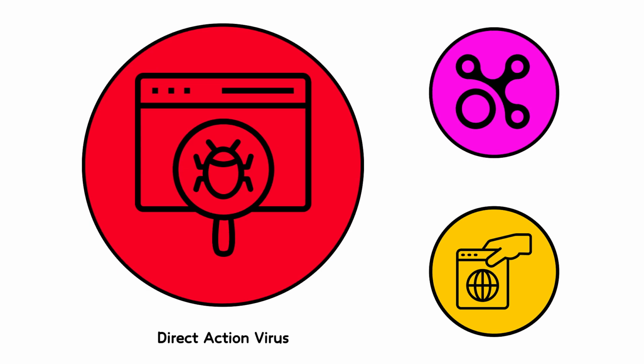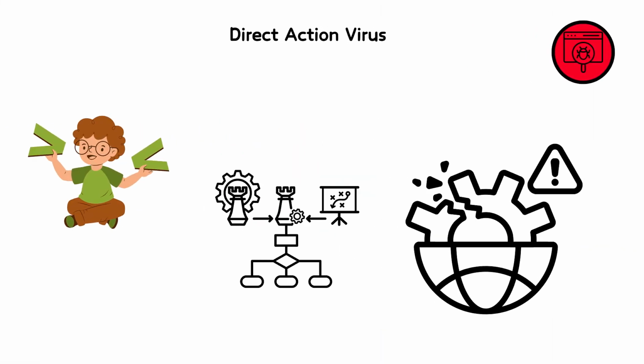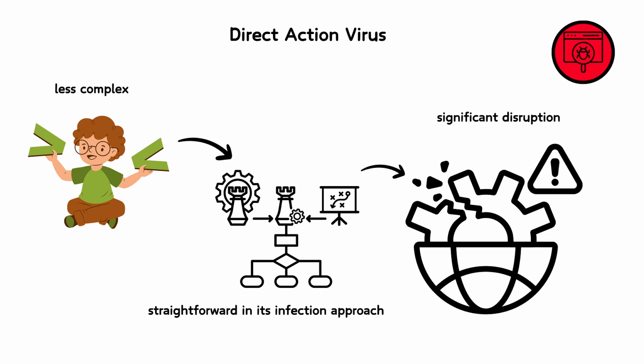Direct Action Virus. A direct action virus acts like a guerrilla fighter, striking quickly and then hiding again. It activates only when the infected file is executed, at which point it replicates and infects other executable files in the directory. After carrying out its infection routine, it becomes dormant until another infected file is run. This type of virus does not embed itself in the system's memory or files that are not initially infected, making it less complex but still a nuisance.